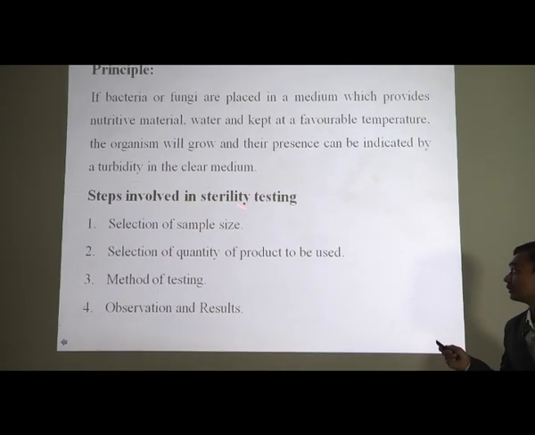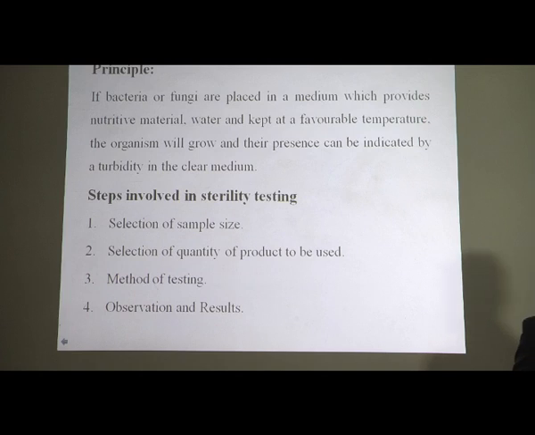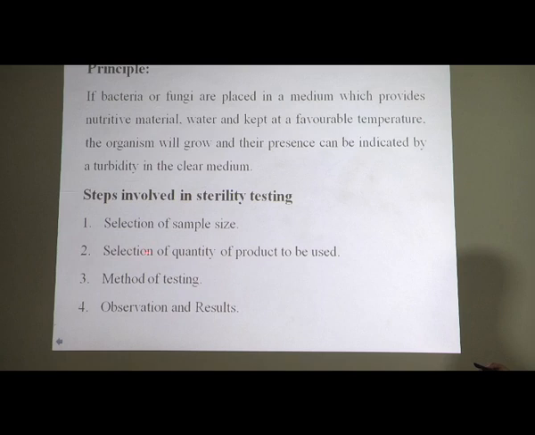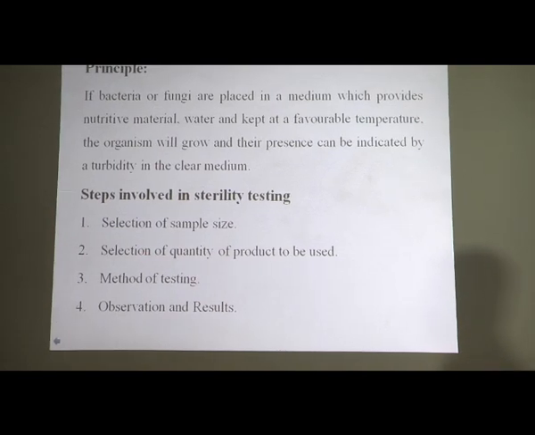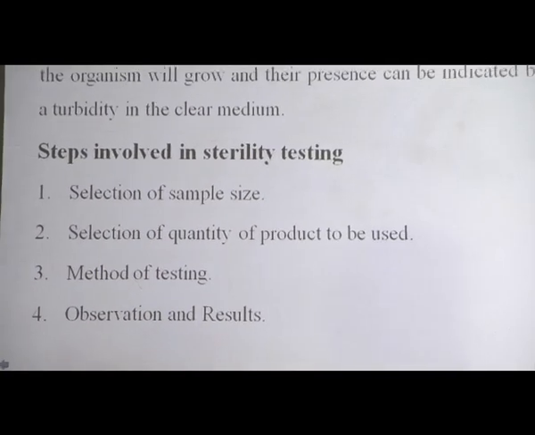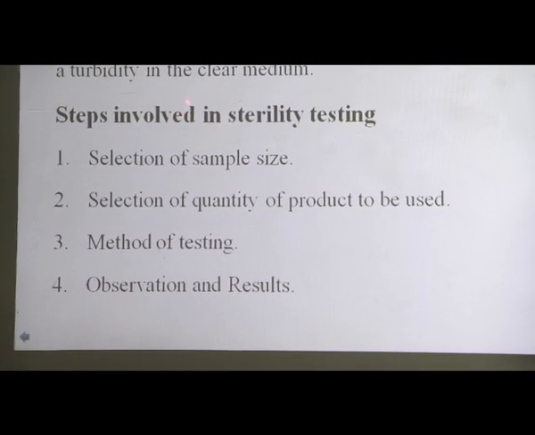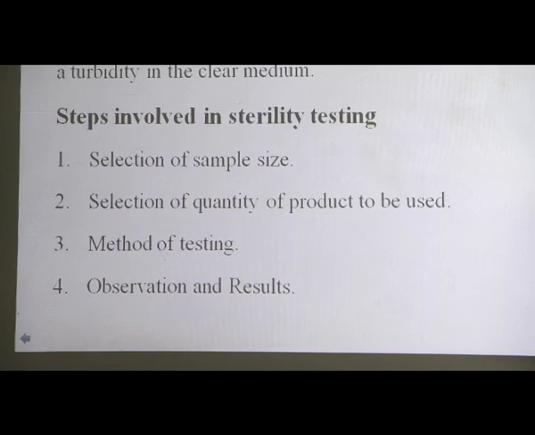Now the steps involved in sterility testing. The first is selection of sample size: we select samples from the batch, then decide the quantity of the samples for sterility testing. Then the method of testing. Two methods are used: the membrane filtration test and the direct inoculation test. The last step is observations and results. So these are the four steps involved in sterility testing.